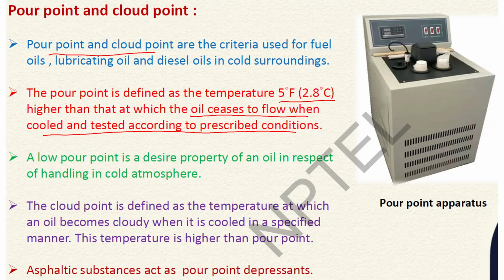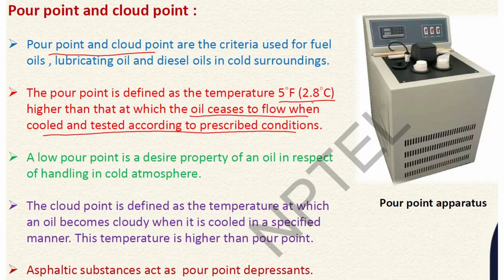So what happens is, this is a pour point apparatus. A fuel oil or a crude oil sample is taken into a vessel, and it is kept in this apparatus where the temperature decreases gradually, and there will be a point when you will see that the crude oil has completely ceased to flow.